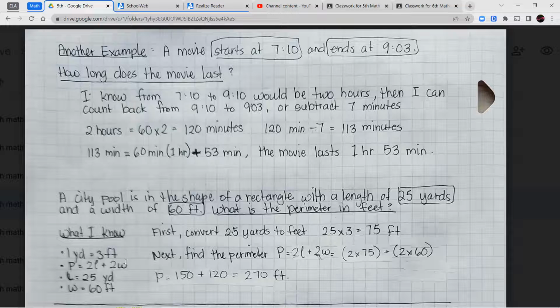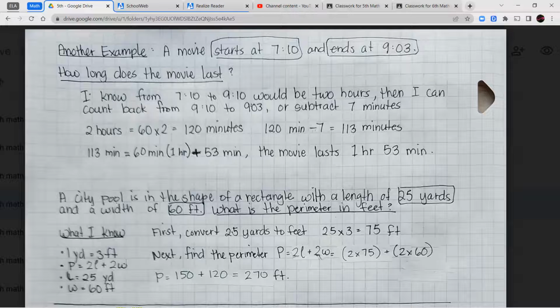So I'm taking off 7 minutes. So 2 hours, I want to subtract 7 minutes. So I'm going to convert my 2 hours into minutes. So 60 times 2, because there's 60 minutes in 1 hour. I multiply it by 2 to make it 2 hours. That's 120 minutes. So now I have 120 minutes. I can subtract off the 7 minutes, which leaves me with 113 minutes.